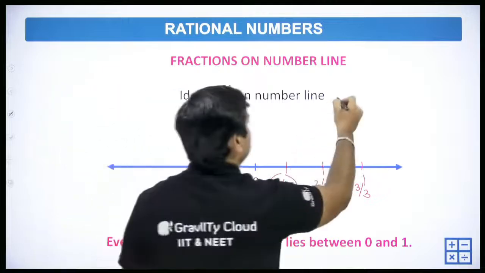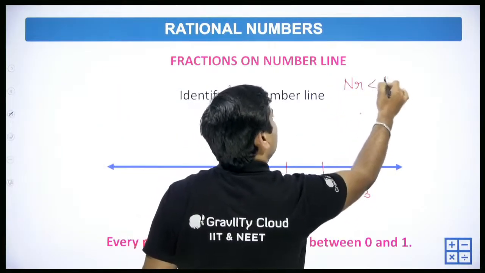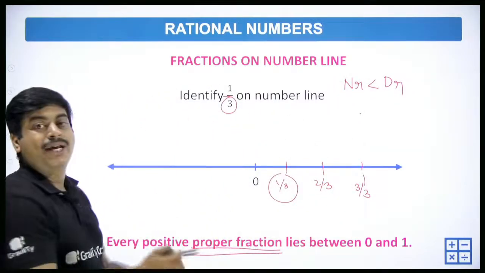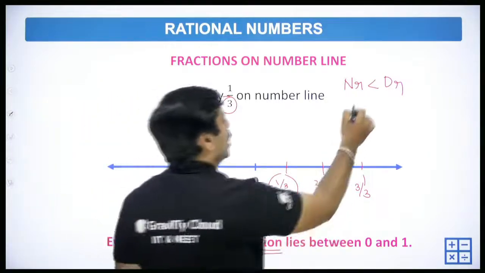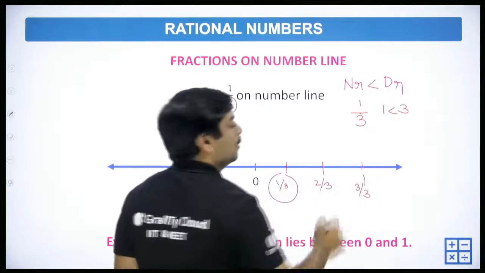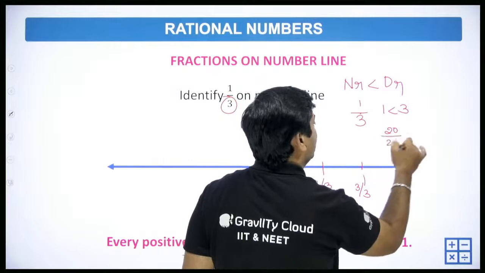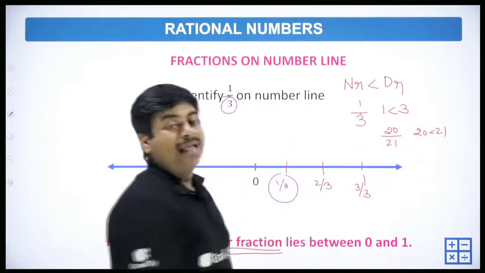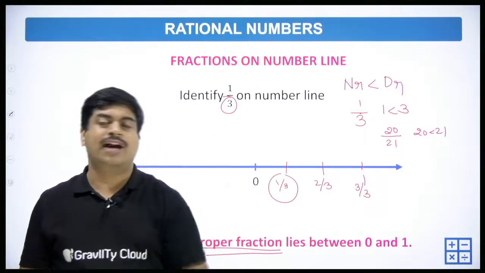Proper fractions are the fractions where the numerator is less than the denominator. Something like 1 by 3. The numerator is 1, which is less than 3, so it is a proper fraction. 20 by 21 is also a proper fraction, since 20 is less than 21. And the fractions which are not proper, we said they are improper fractions.